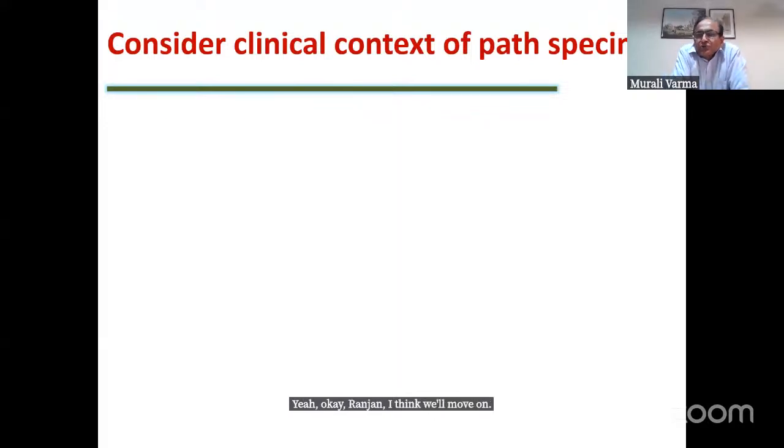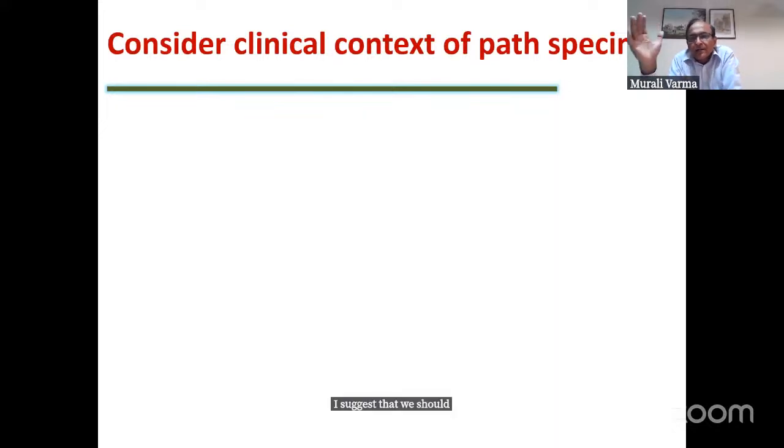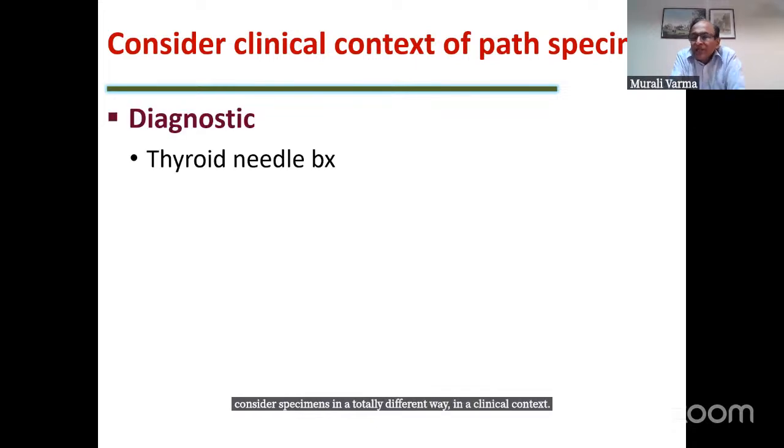Finally, I would like you to think differently. As pathologists, when we think of specimens, we think of small specimens, large specimens, biopsy specimens, resection specimens. I suggest that we should consider specimens in a totally different way in a clinical context. So I would say, think of specimens as diagnostic specimens, prognostic specimens, and therapeutic specimens.